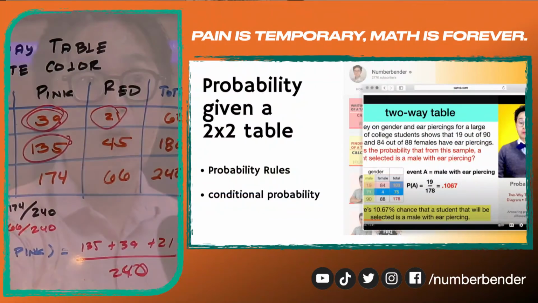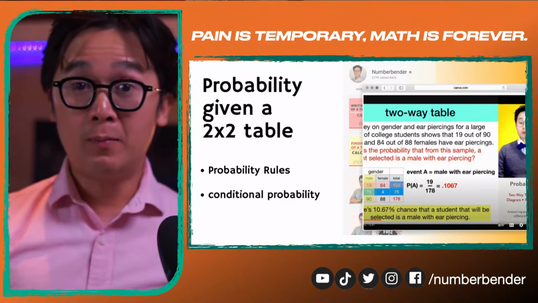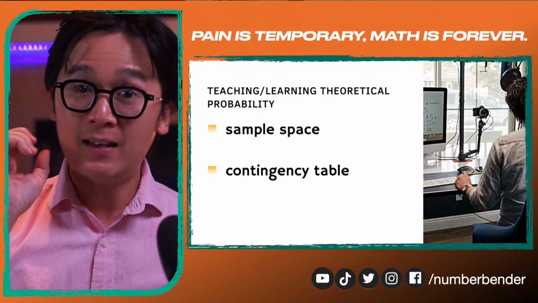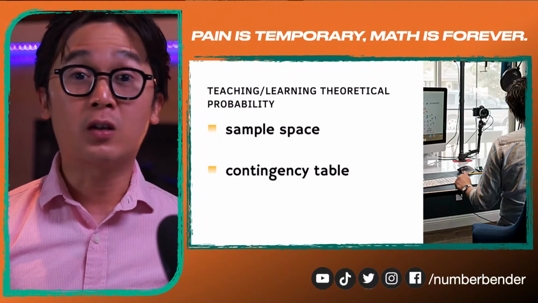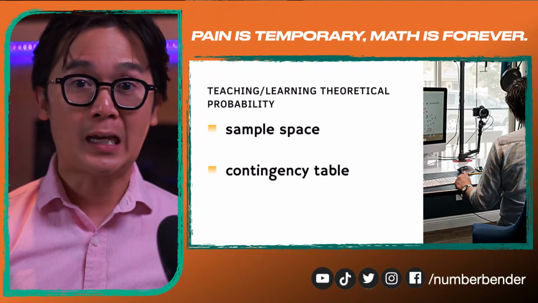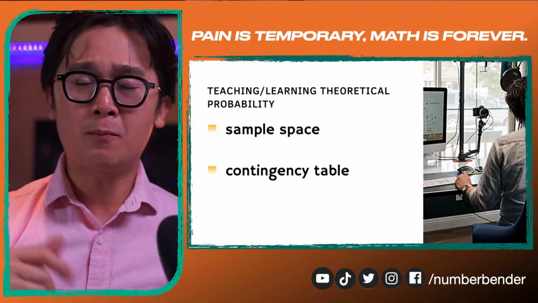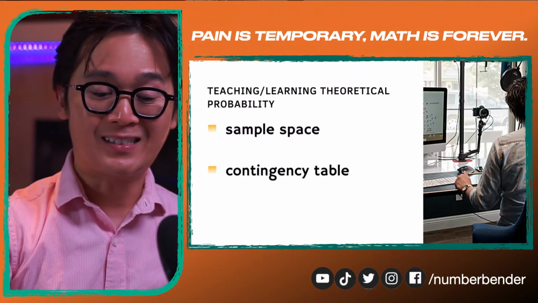So this is how I present my probability lessons to students. First, sample space, and understanding how the contingency table or two-way table works in answering conditional probability and regular probability questions in statistics.